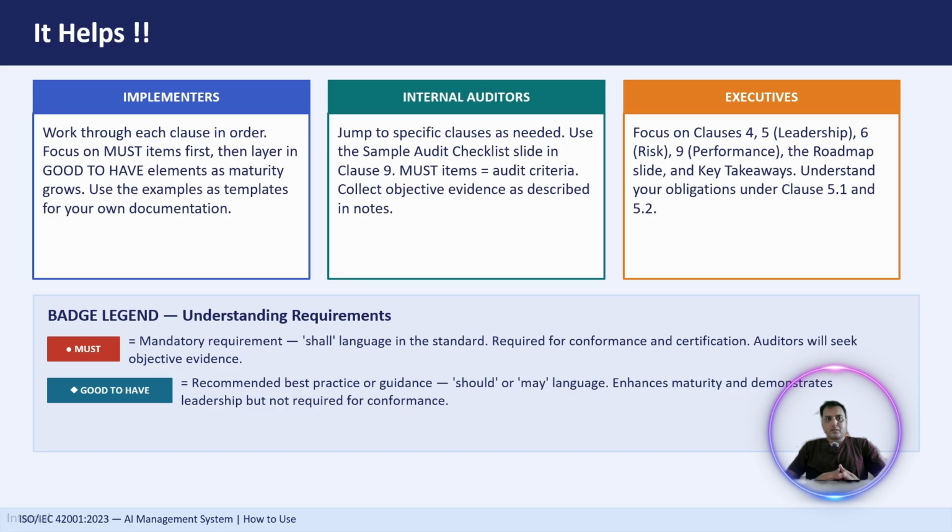So the "must" is where you will get to know the must-have requirements of ISO 42001. These are the mandatory requirements of compliance. If you do not meet those requirements, then you will not be able to certify yourself or your organization. When you read the standard, you will find the word "shall" in the language, right? That means it is a mandatory requirement.